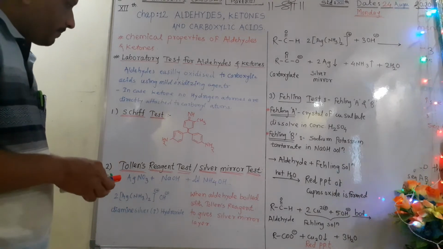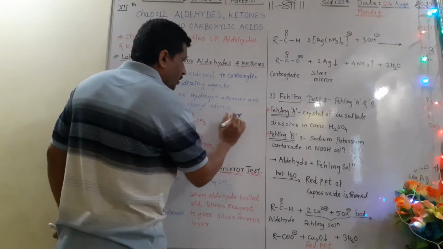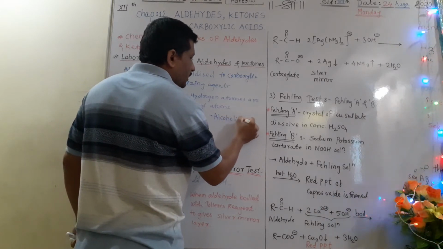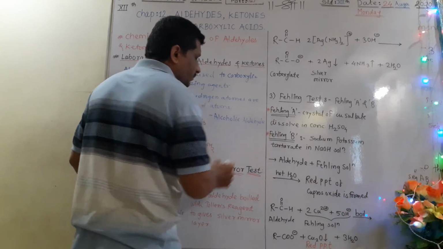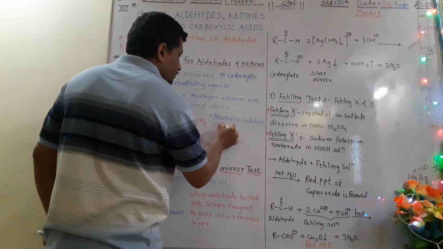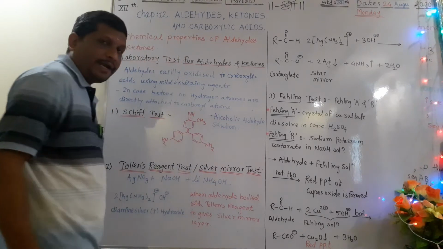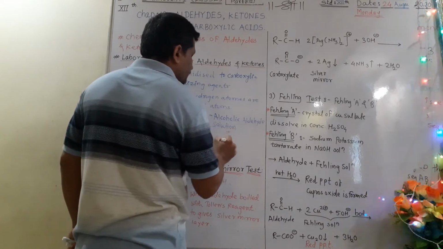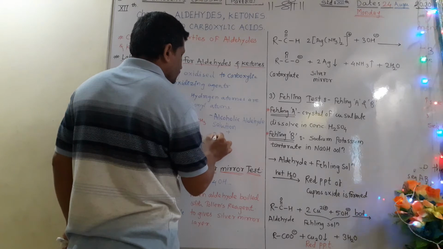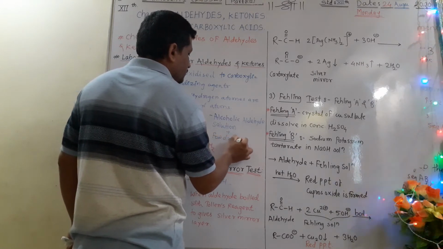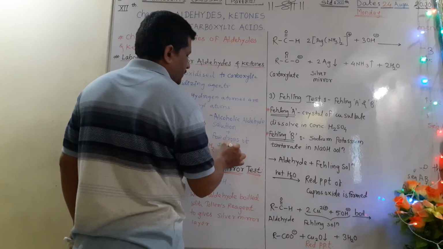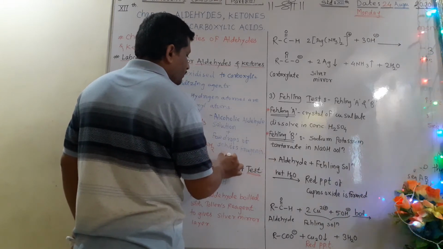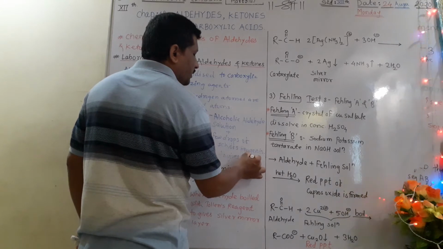Here is a few drops of alcoholic aldehyde solution, adding a few drops of Schiff's reagent, means this reagent plus a few drops of Schiff's reagent, gives a pink color.